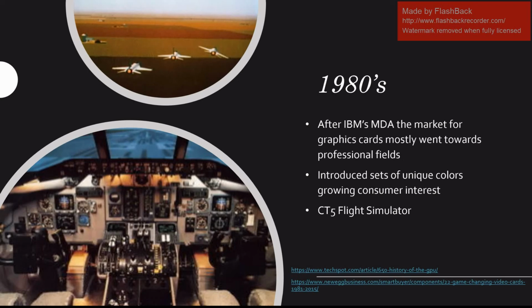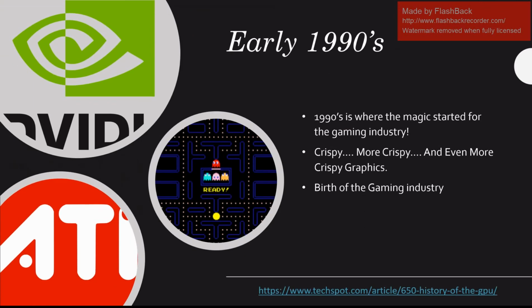A specific example is the CT-5 flight simulator created by Evans and Sutherland, who created their first 3D simulation for pilot training. And due to this introduction of color into the market by graphics cards, we also saw a huge advancement in technology around the graphics card, so basically in computers. It wouldn't be until the 1990s that graphics card companies really start to hit the consumer market again, however.